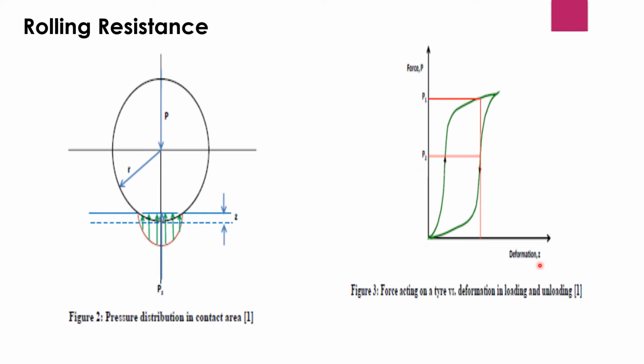The deformation Z versus the load P in the loading and unloading process is shown in this figure. From this figure, it can be seen that due to hysteresis, the force P for the same deformation Z of the tire material at loading is greater than that during unloading. Hence, the hysteresis causes an asymmetrical distribution of the ground reaction forces.